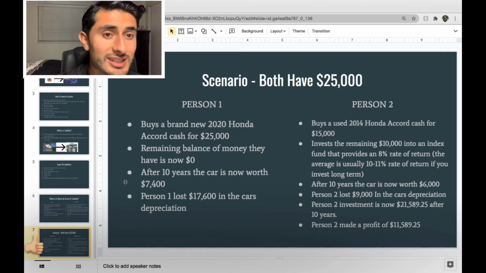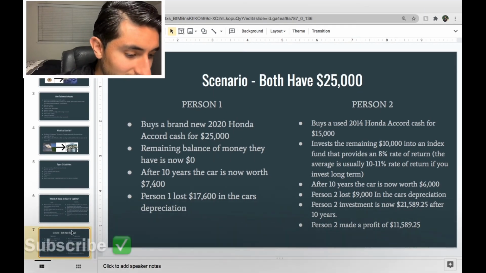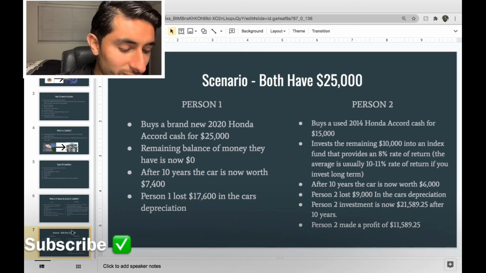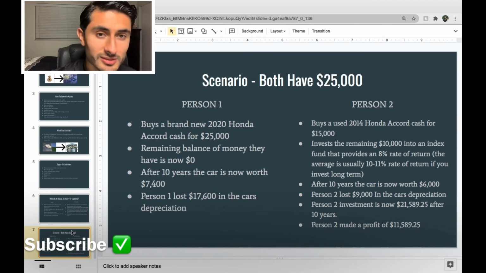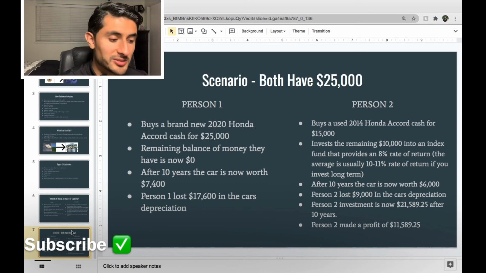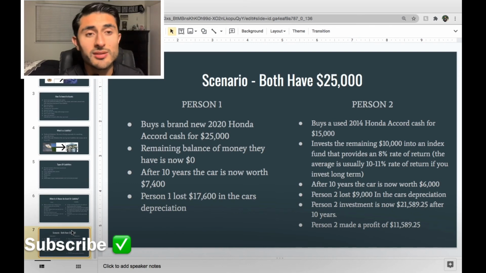Remember that they invested $10,000 for 10 years in an index fund. That index fund, their portfolio grew from a $10,000 initial deposit to $21,589.25 after the 10 years. So now, person number 2, from the $10,000 initial deposit into the index fund, made a profit of $11,589.25. The reason I did this scenario was, like I mentioned before, to show you guys the power of investing into assets, because it's going to put money into your pocket rather than take money out.